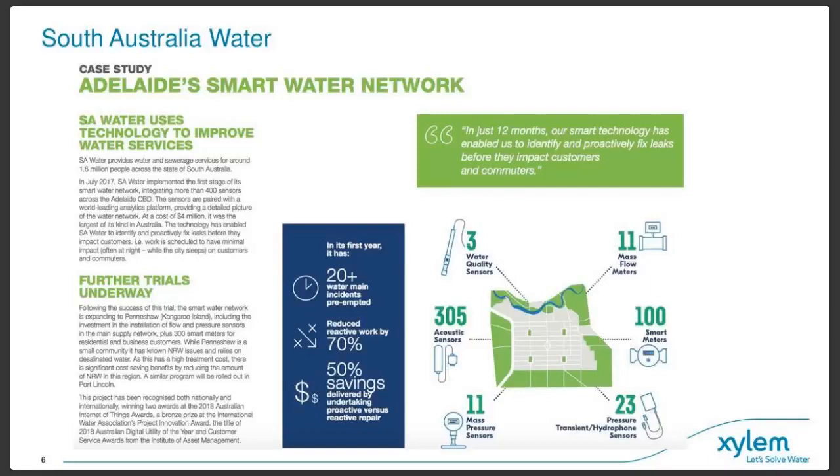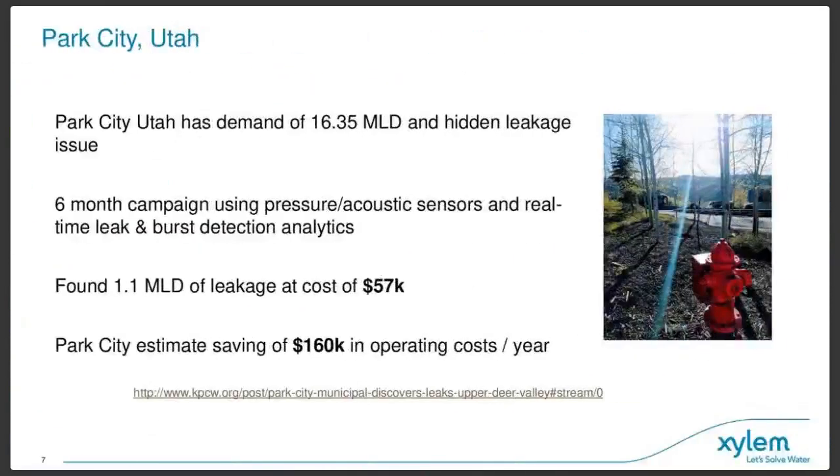They, in the first year, were able to preempt 20 or more water main incidents. They reduced their reactive work by a significant amount and got a significant amount of savings compared to if they'd have been reactively repairing. So that was an example of making the best use of data in Australia.